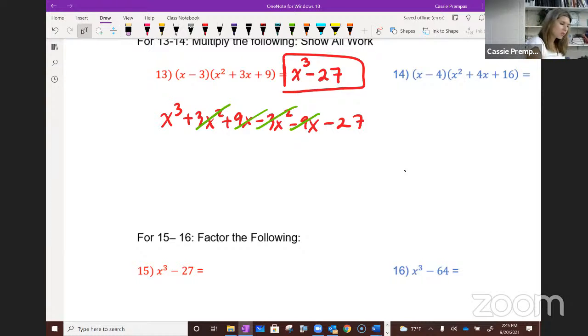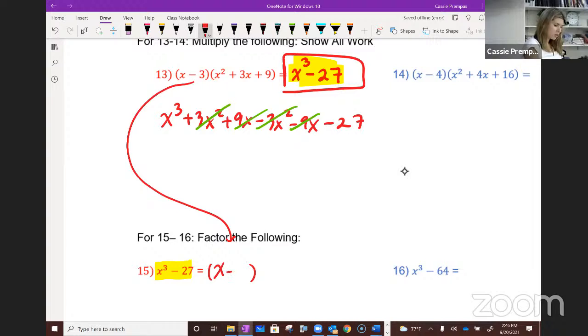Now, obviously, number 13 came out to be x cubed minus 27. 13's color matches which one? 13, 15. Good, 13 matches 15. So let's factor x cubed minus 27. It would factor down into, I'm going to copy what I multiplied, x minus 3 times quantity x squared plus 3x plus 9.